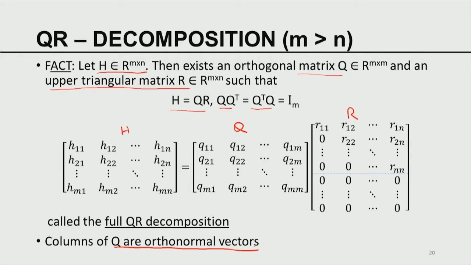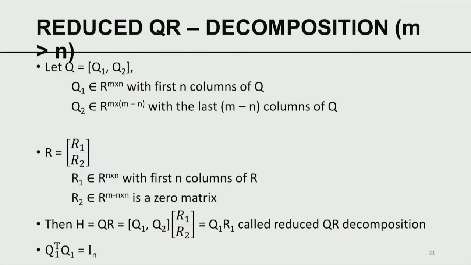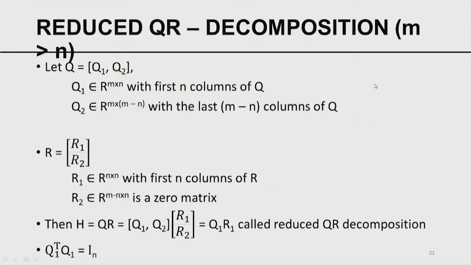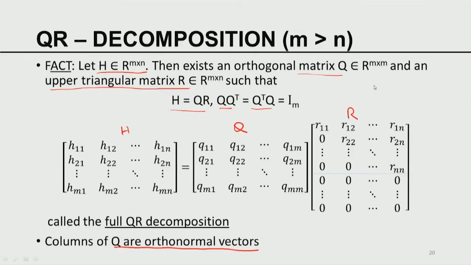Now I would like to go back. M is larger than N, so this is an overdetermined system. There are M rows. I'm going to cut it at N rows. So this is N. This is M minus N. So if I am going to partition the R like this, I should be able to partition the Q also like this. N, and this is M minus N. So this part with the N columns, I am going to call it Q1. This part with the M minus N columns, I am going to call it Q2.